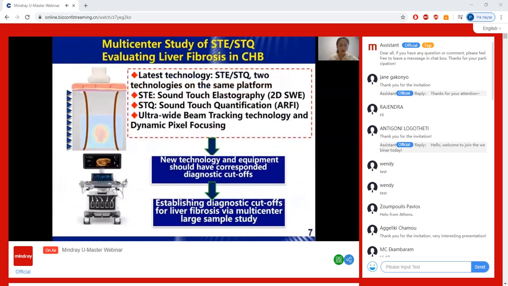Sound-touch elastography is a two-dimensional shear-wave elastography, and sound-touch quantification is acoustic radiation force impulse imaging. Two technologies are on the same platform. Ultra-wide beam tracking technology and dynamic pixel focusing were used. Corresponding diagnostic cutoffs should be made for the new technology. Thus, we organized a multicenter study with large sample to establish the diagnostic cutoffs for liver fibrosis.